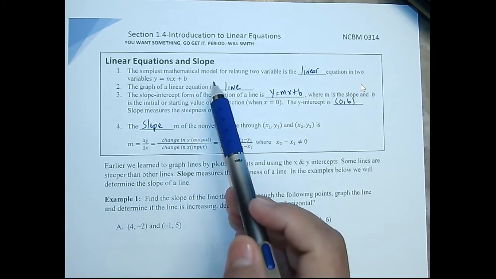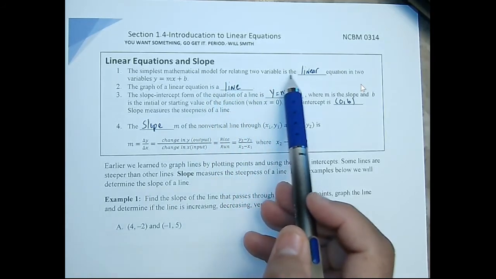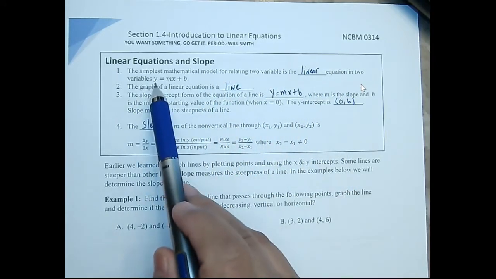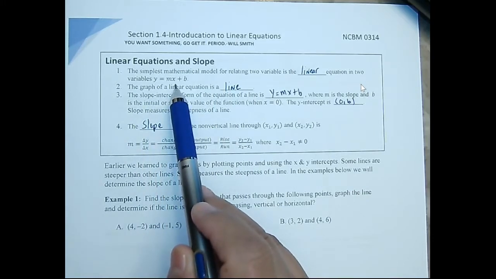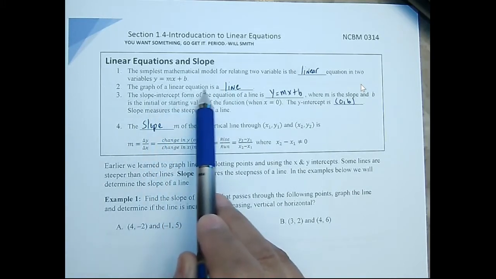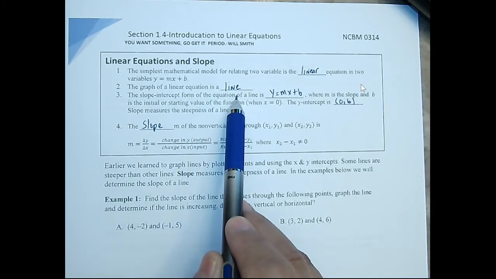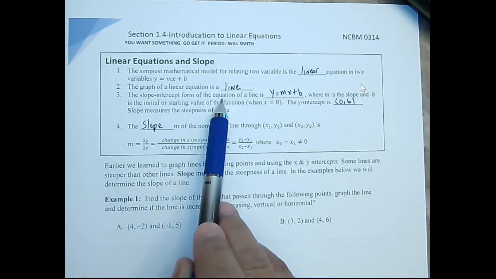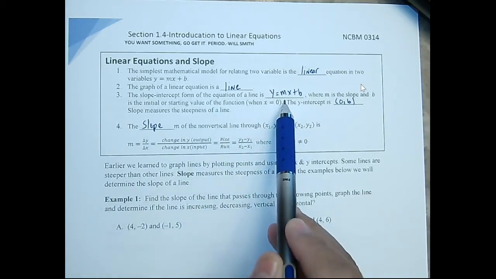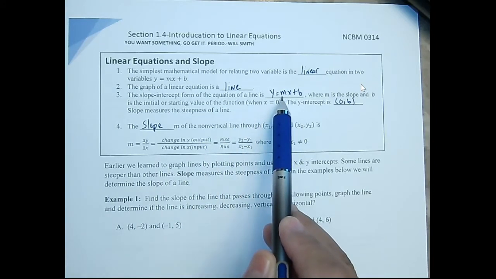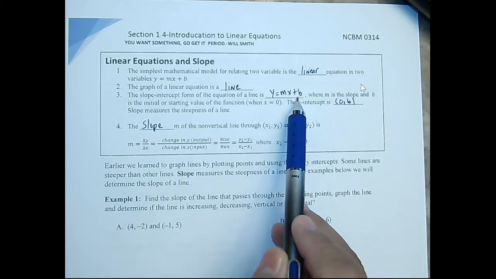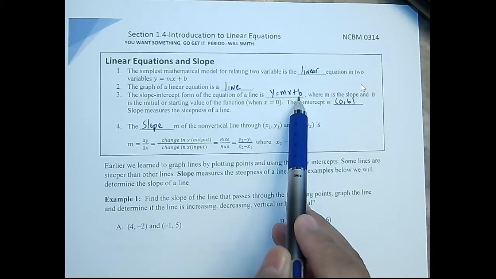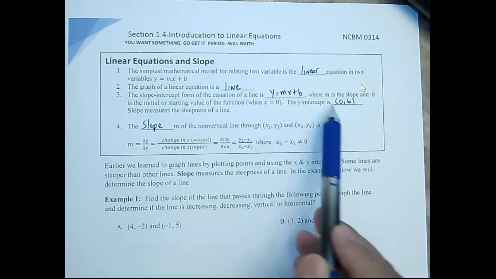The simplest mathematical model for relating two variables is a linear equation in two variables, y equals mx plus b. When we graph this equation, it's going to be a line, as we saw in the last section, and the slope-intercept form of the equation of a line is given by y equals mx plus b, where the m is the slope and the b is the initial or starting value of the function whenever x is 0. We also call this b the y-intercept.